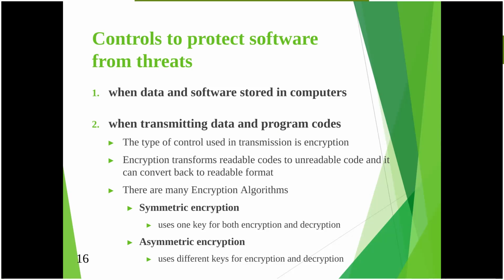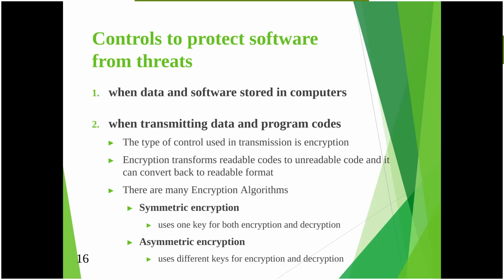Encryption is used when transmitting data; it is the best way to transmit to avoid hacking. Encryption changes the software code into a different format. There are two types of encryption methods: symmetric and asymmetric.